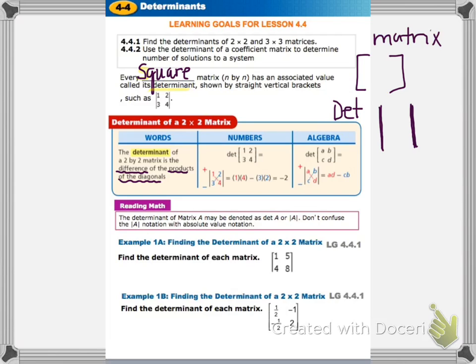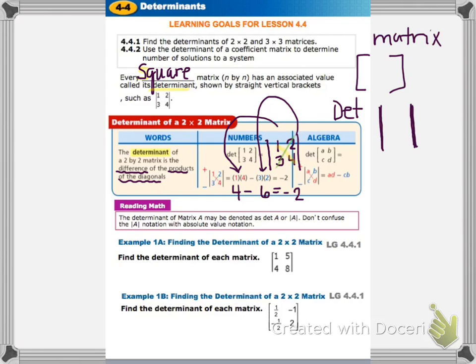So if we have the matrix 1, 2, 3, 4, and we want to take its determinant, another way to write that is with the straight brackets, so pick up on that subtlety. We multiply the main diagonal, 1 by 4, which gives us 4, and then the other diagonal, 3 times 2, which is 6, and then we subtract, and we get a determinant of -2.